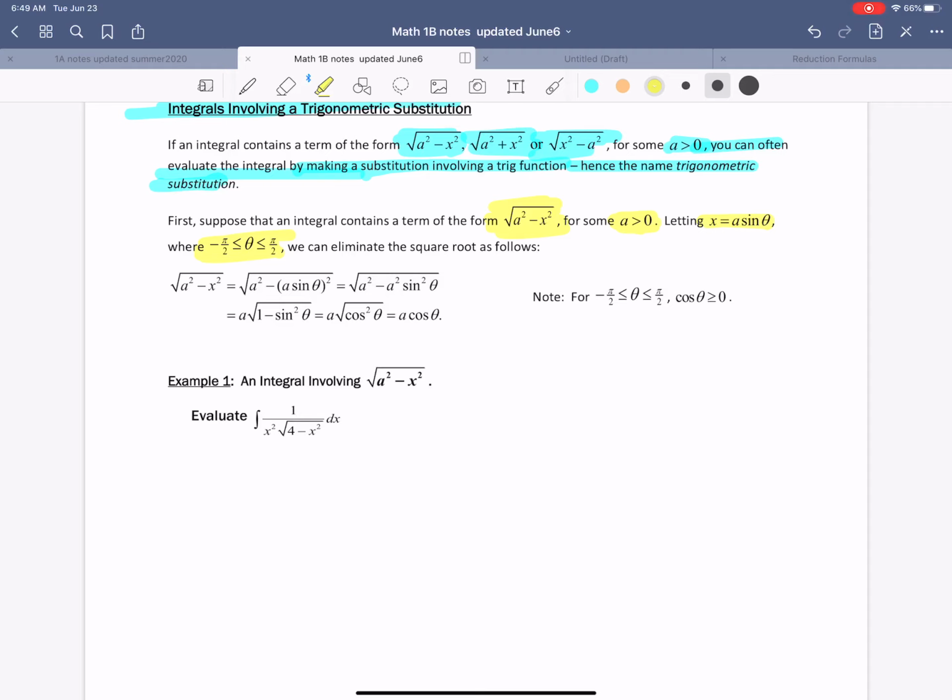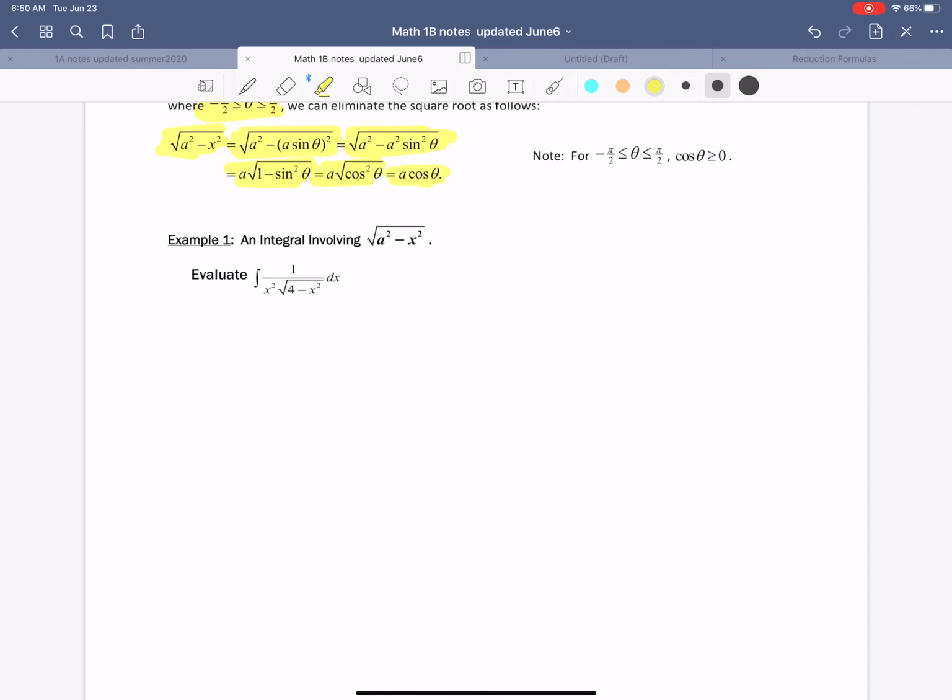We can eliminate the square root as follows. Square root of a squared minus x squared: if we replace the x by a sine theta and square it, we are able to pull the a out of the square root, and we have a much simpler integral to handle. All right, so let's check.